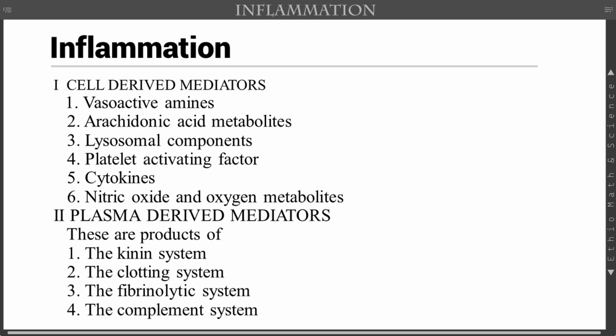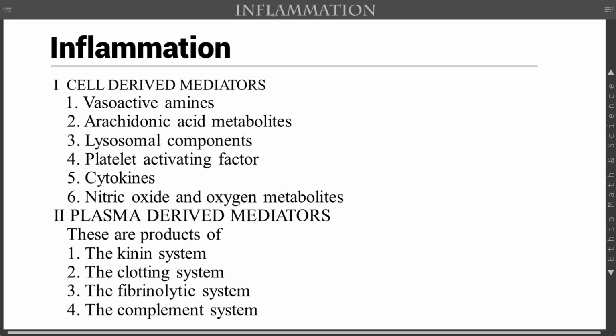On the cellular side, vasoactive amines, arachidonic acid metabolites, lysosomal components, platelet activating factor, cytokines, and reactive nitrogen and oxygen species. Each is synthesized or released from defined cellular compartments and acts locally, sometimes systemically.